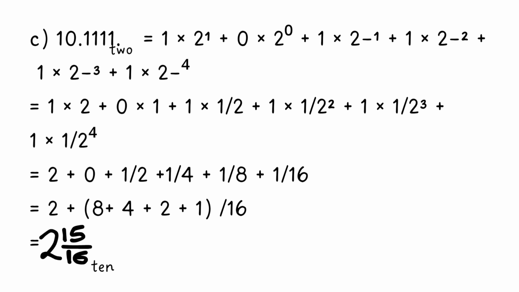And that is equal to 1 times 2 plus 0 plus 1 times 1 over 2 plus 1 times 1 over 2 raised to power 2 plus 1 times 1 over 2 raised to power 3 plus 1 times 1 over 2 raised to power 4. And so we have 2 plus 0 plus 1 over 2 plus 1 over 4 plus 1 over 8 plus 1 over 16. And then we have 2 whole number 15 over 16 to base 10 as our answer.